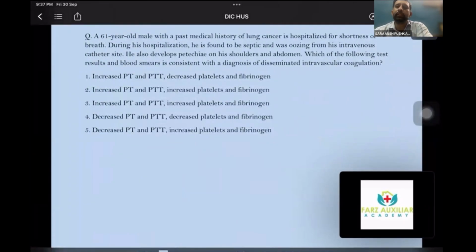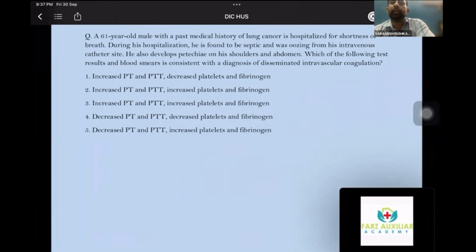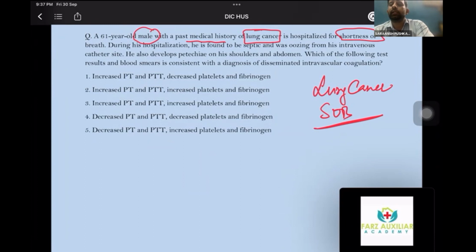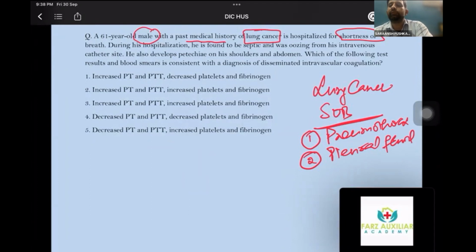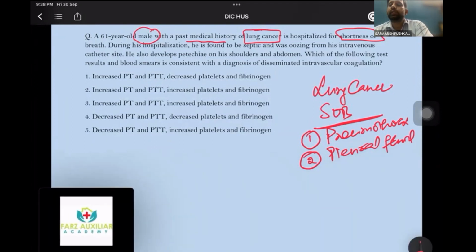So if we look at the questions, let's see. A 61-year-old male with a past medical history of lung cancer is hospitalized for shortness of breath. Now, lung cancer, shortness of breath, the possibilities are, one, pneumothorax, or pleural effusion, which has increased to the level where it causes shortness of breath. Of course, there will be a progressive history.